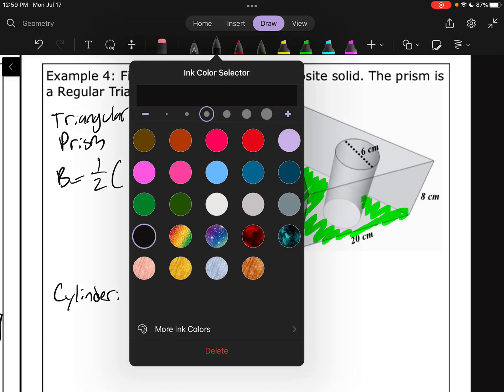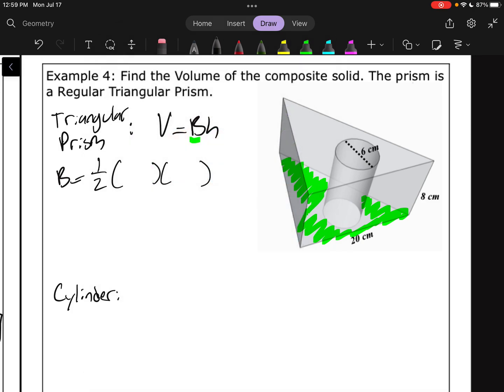Now, one thing that you hopefully remember is that if it's a regular triangular prism, that means it is an equilateral triangle, which means that if we draw in the height, it is going to split that bottom part in half, right? So that part's 10. And if it's a regular triangle, that means it has 60-degree angles. So it makes this 30-60-90 triangle when you drop down the altitude. This would be our 30 degrees because it's getting split in half up there.